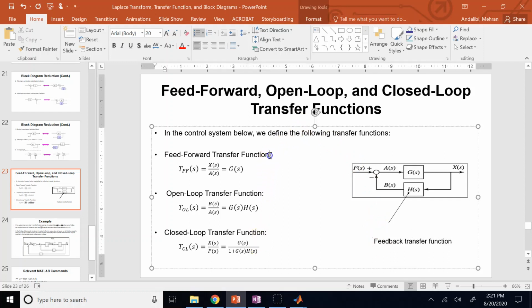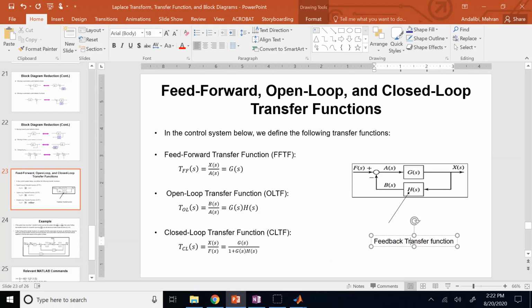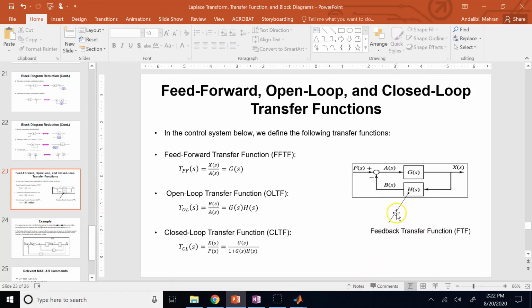And there are sometimes some acronyms for them. So this is called FFTF, feed forward, right? This is the open loop transfer function, OLTF, and this is what? The closed loop transfer function, right? And this is just the feedback transfer function, FTF. So I just want you to know everything that you should know.